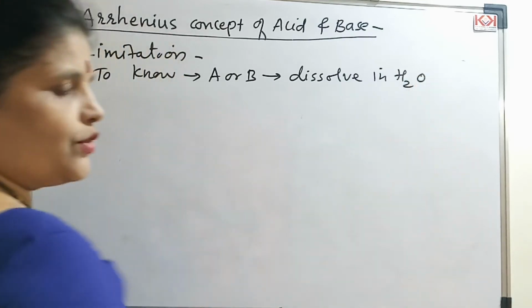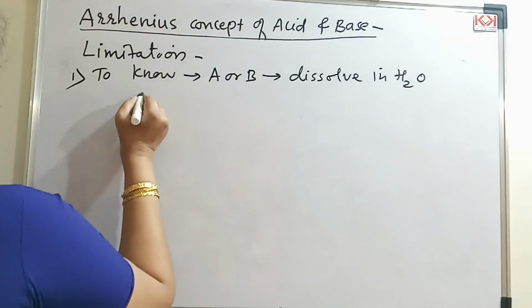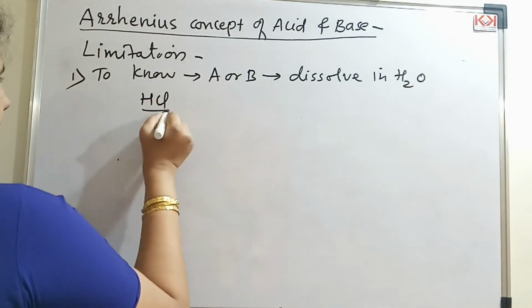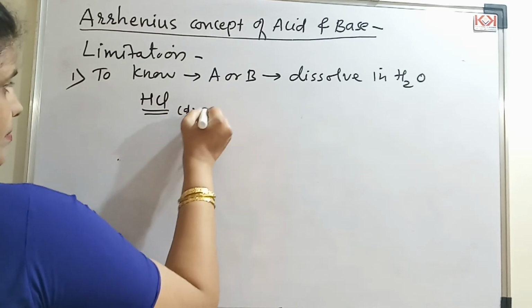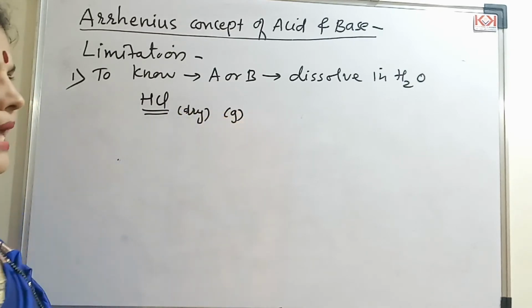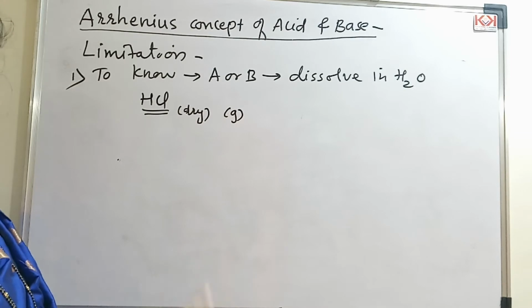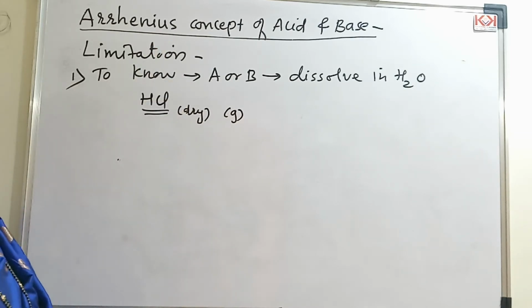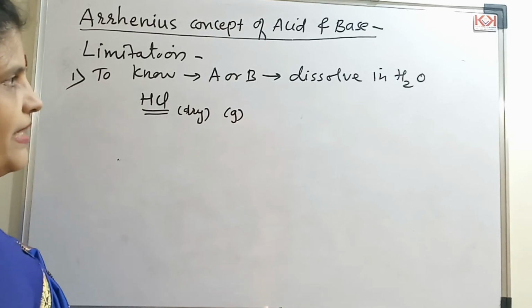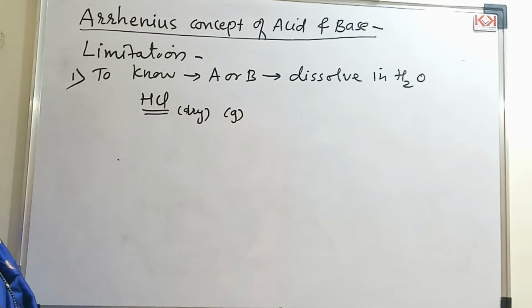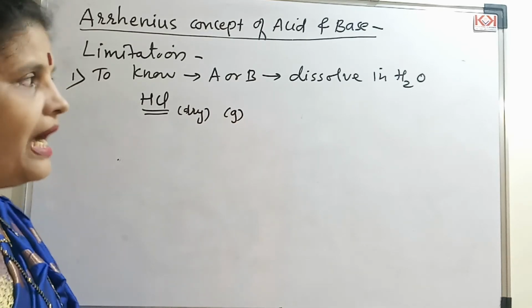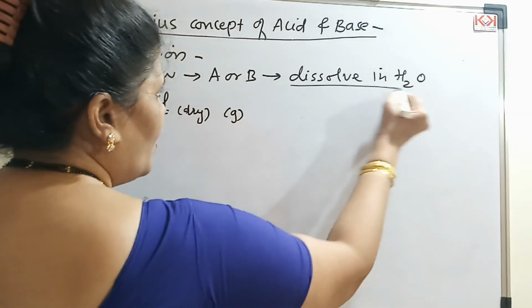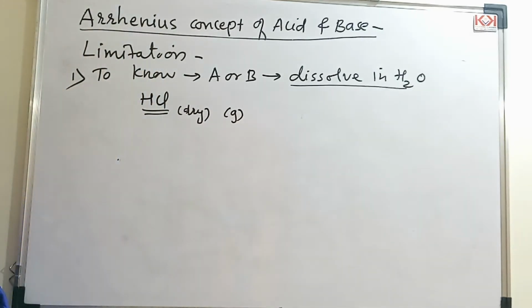I have to dissolve that in water. Means HCl, if I take this in the dry form or the gas form, then I cannot find out whether it is an acid or a base. So that was the first limitation to Arrhenius. What was the first limitation? To know whether a substance is an acid or a base, I have to dissolve it in water. So that was the first limitation.